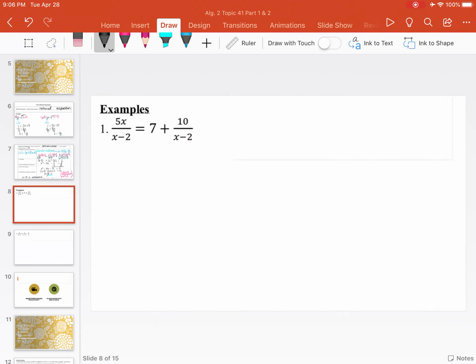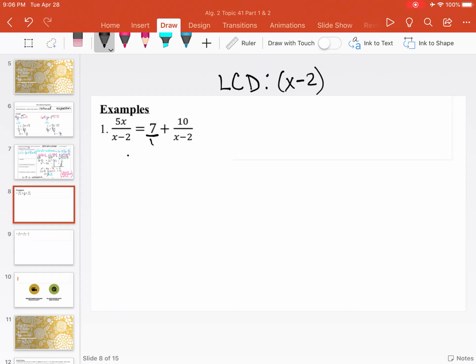Let's try another problem. Here we have 5x divided by x minus 2 equals 7 plus 10 divided by x minus 2. So again, this 7 is really 7 over 1. If I want to identify what the least common denominator is, this one is pretty straightforward. It would just be x minus 2. So I'm going to multiply my least common denominator to every single term in order for my equation to be balanced.